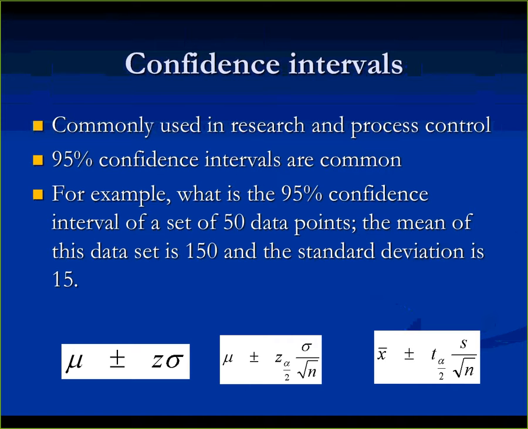You're going to see the Z value. You can see Z has a subscript there that says alpha over 2. Alpha is the area under your normal distribution that's not contained in your confidence interval. So if you've got a 95% confidence interval, that means there's a 5% chance that your data point is going to fall outside of it. Alpha, in that particular case, is 0.05.